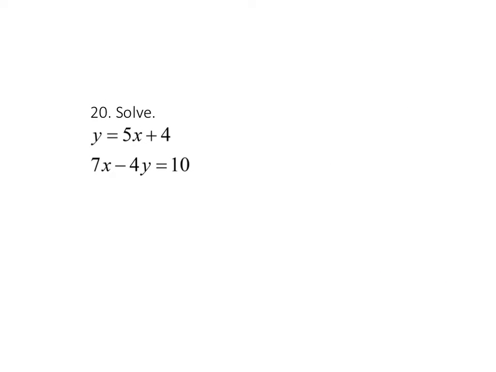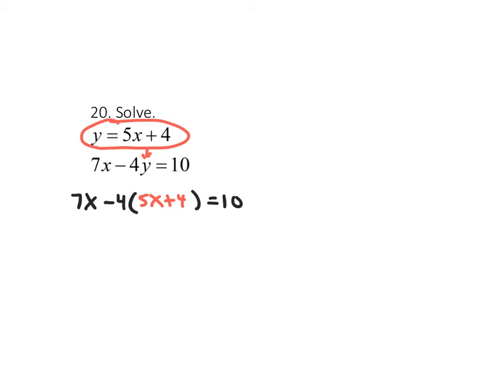Okay, now we're into the chapter on systems of linear equations in two unknowns. This problem is best solved using the substitution method because I have y already isolated in one of the equations. That tells me that I can substitute for y in the other equation. Because y is the same as 5x plus 4, it can be 5x plus 4 here as well. So I make the substitution. 7x minus 4 times whatever y was is equal to 10. And here's where I'll put 5x plus 4 in for y.